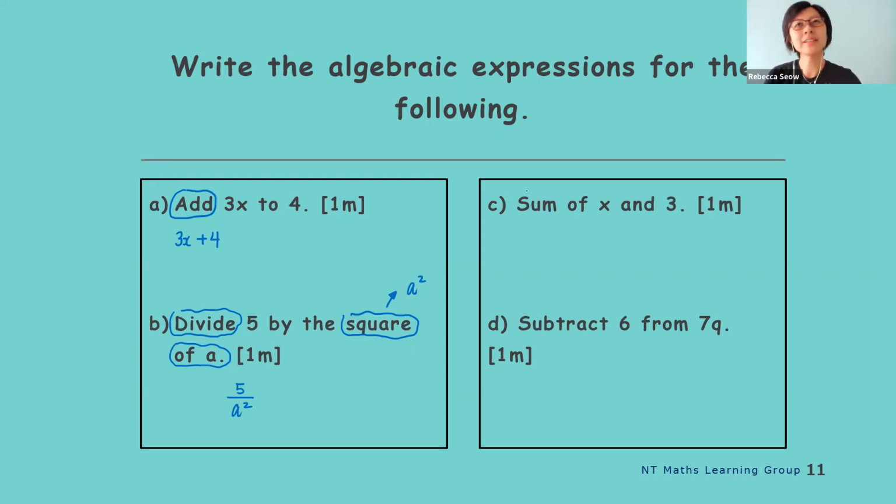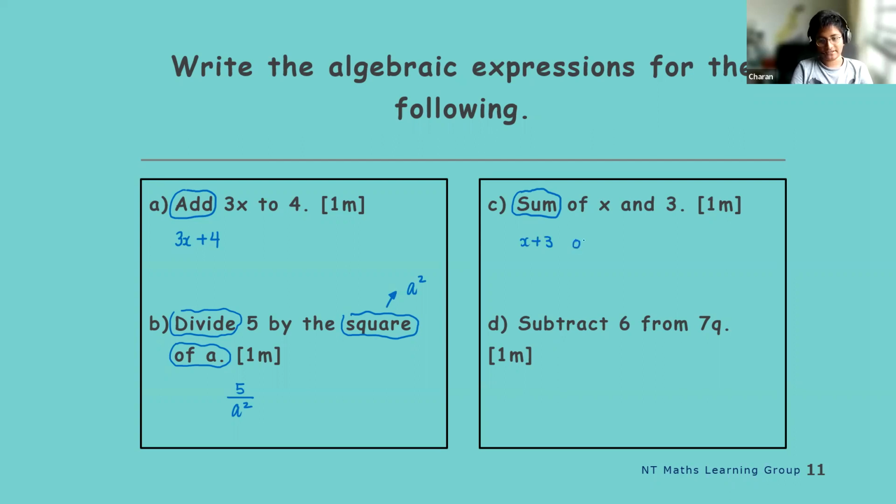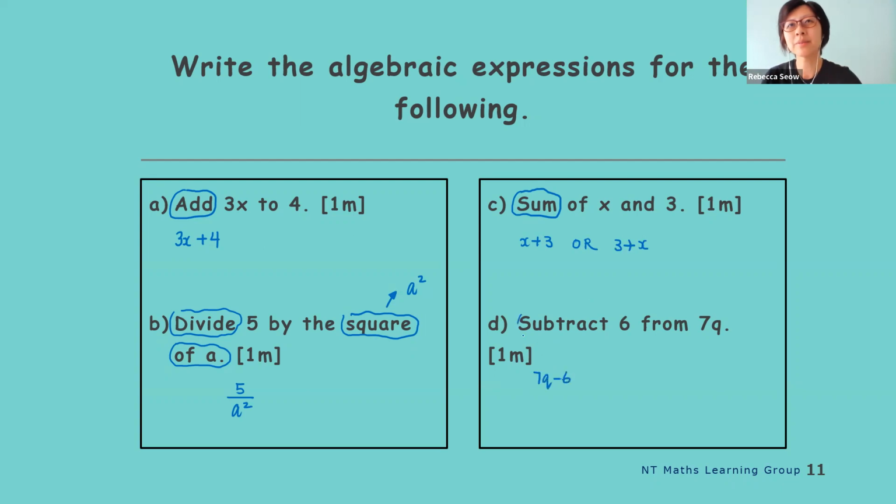And for the third one, C, sum of x and 3. This one should be straightforward. Can anyone give me both answers? For C, you just take x plus 3. Then D, you take 7q minus 6. For C, is there an alternative answer? Because of the word sum, we could actually turn it around, 3 plus x. And for D, yes, you got it right. That will be 7q minus 6 because of the word subtract.